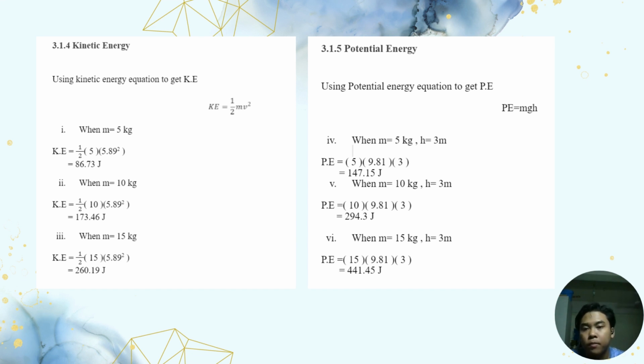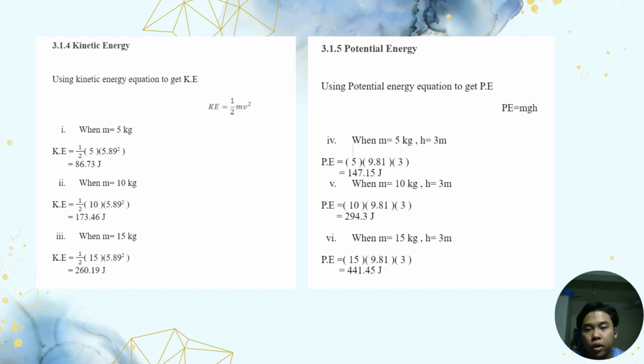Alright, we move to the next part, which is kinetic energy. We can get kinetic energy by using the equation kinetic energy is equal to 1 over 2 mv squared. We use the mass we had before, and the same velocity. And you can see the results for the kinetic energy for cases 1, 2, and 3.